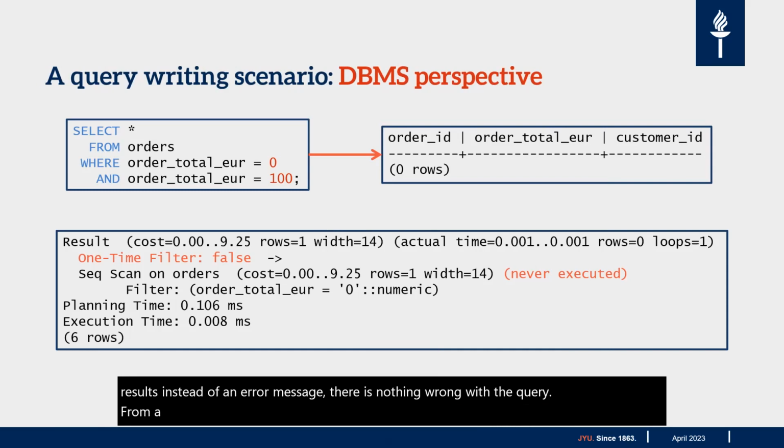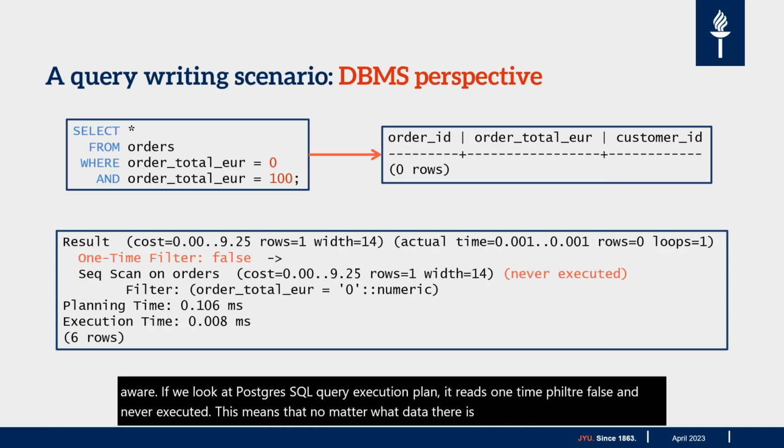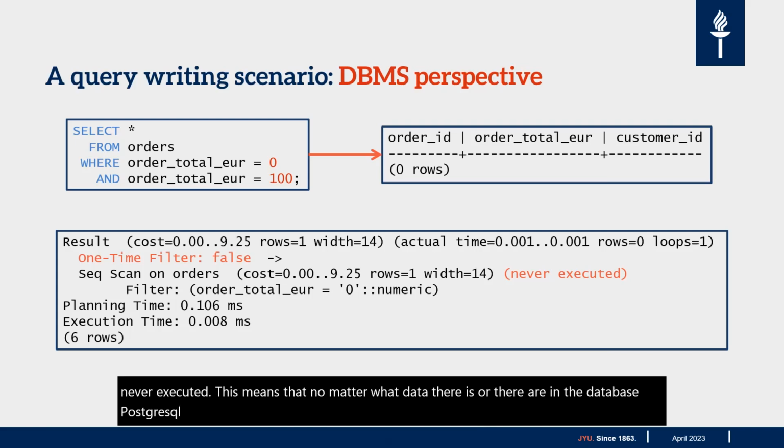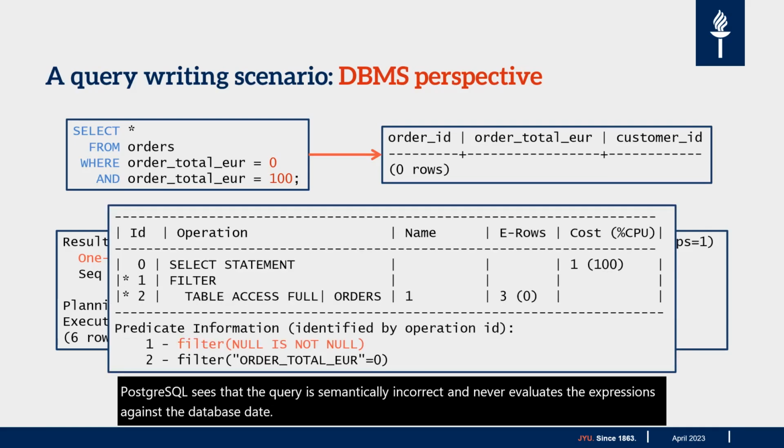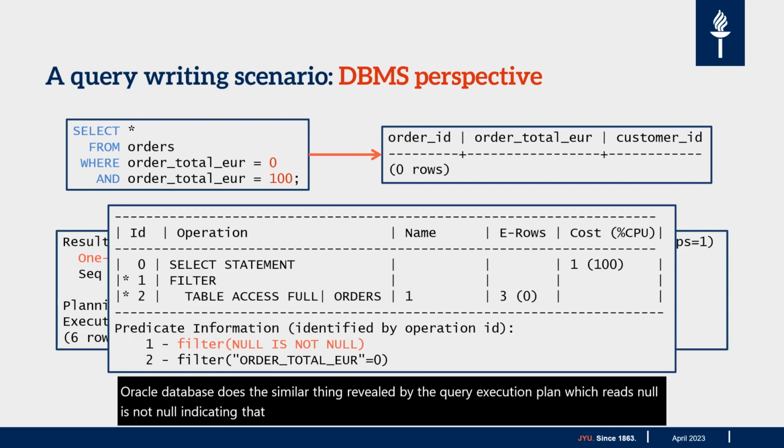From a DBMS perspective, however, different things happen, even though the user is not aware. If we look at PostgreSQL's query execution plan, it reads "One-Time Filter: false" and "never executed". This means that no matter what data there is in the database, PostgreSQL sees that the query is semantically incorrect and never evaluates the expressions against the database data. Oracle Database does a similar thing, revealed by the query execution plan, which reads "null is not null", indicating that Oracle doesn't evaluate the expressions in the query either.